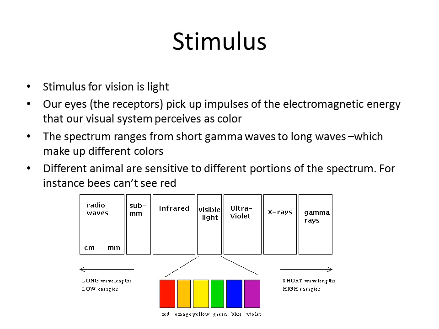All right, now let's talk about the stimulus, which is light. The stimulus for vision is light. Our eyes, the receptors, pick up impulses of electromagnetic energy that our visual systems understand and help us perceive as color. The spectrum ranges from short gamma waves to long waves, which make up different colors. Different animals are sensitive to different portions of the spectrum. For instance, bees can't see red.